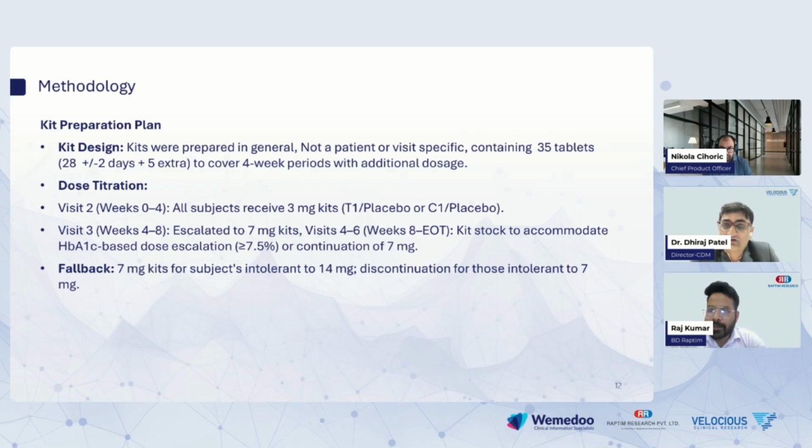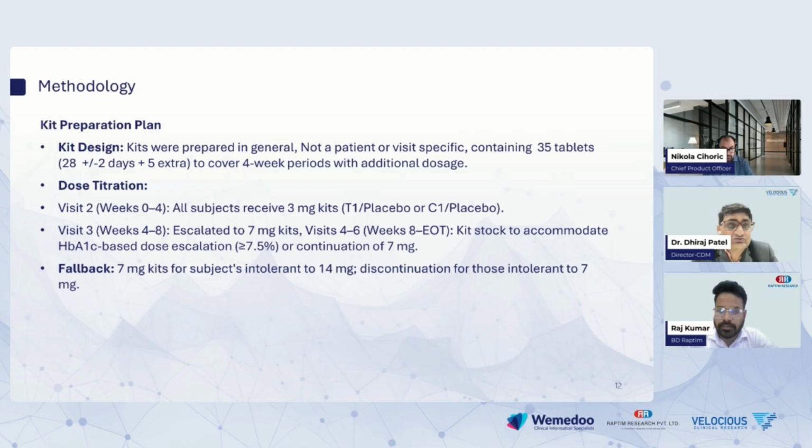Now, how did we apply our methodology for the kit preparation? We designed the kit for 28 plus or minus 2 days, considering 5 extra days, because a patient may come late, but we should not stop the IP. If the patient is using the plus window period, the patient should have the appropriate IP in place. That's why we prepare a kit of 35 tablets for each visit, or according to the duration of the visit. We also consider the preparation for dose titration at visit 2, visit 3, and all other follow-up visits according to those records.